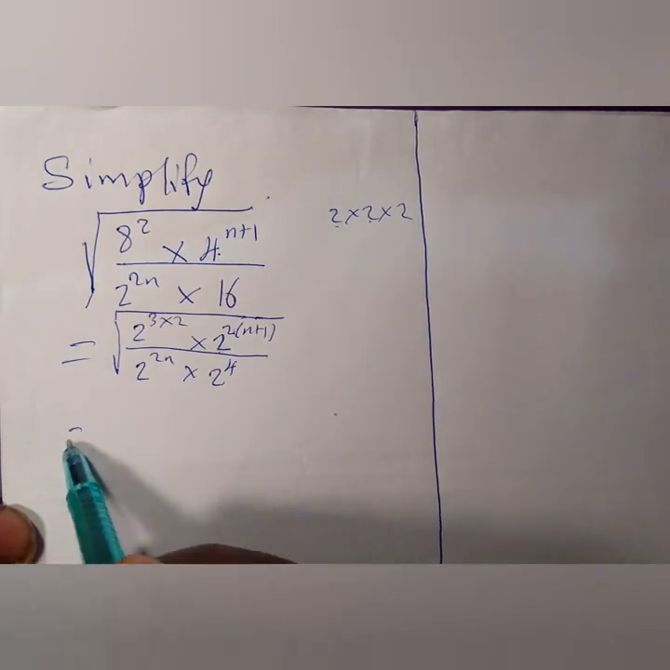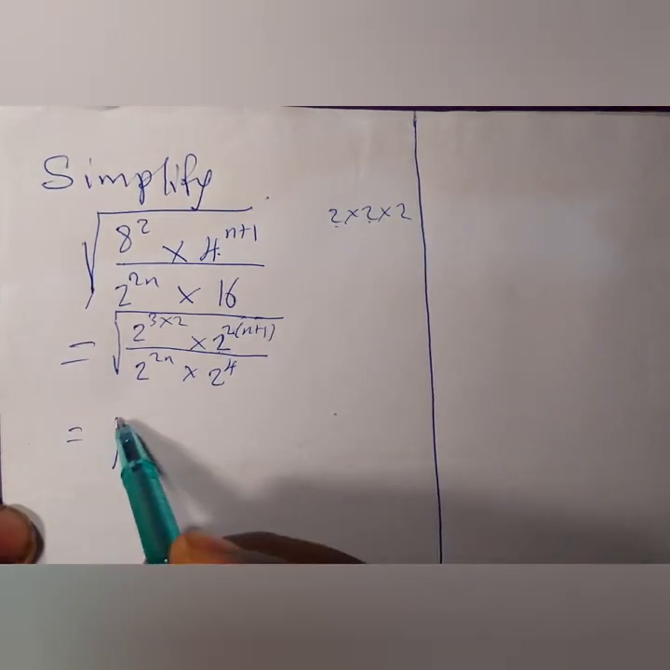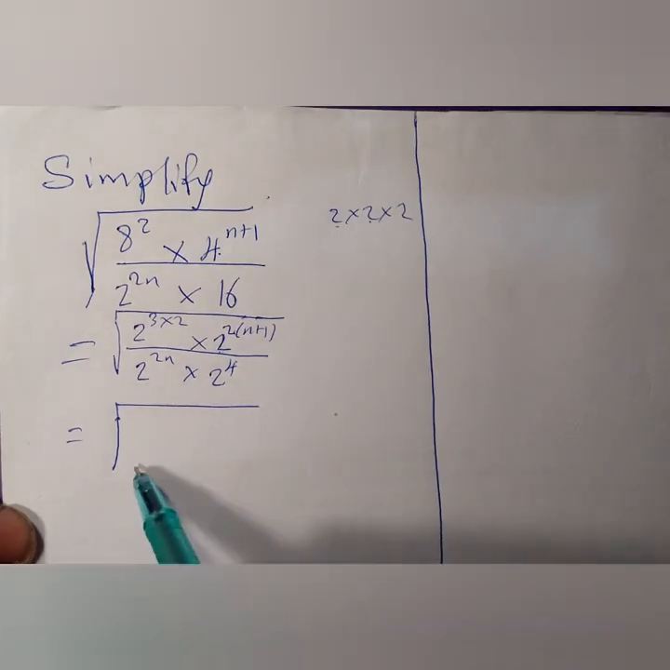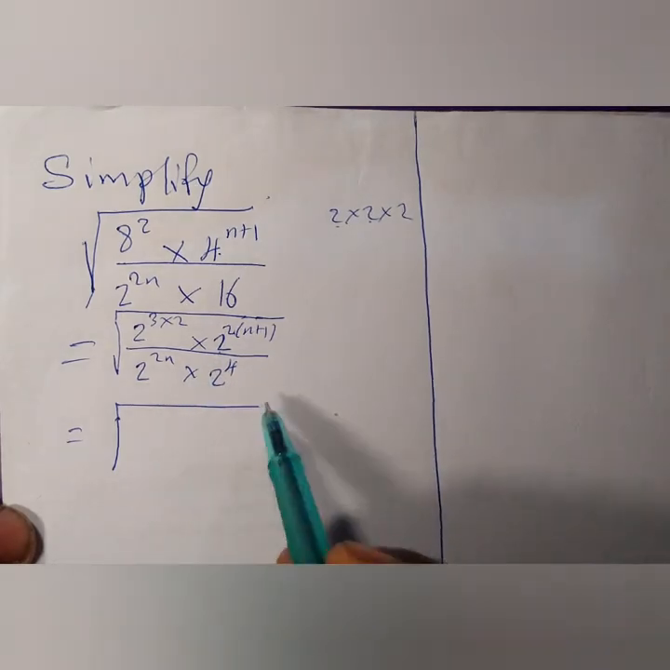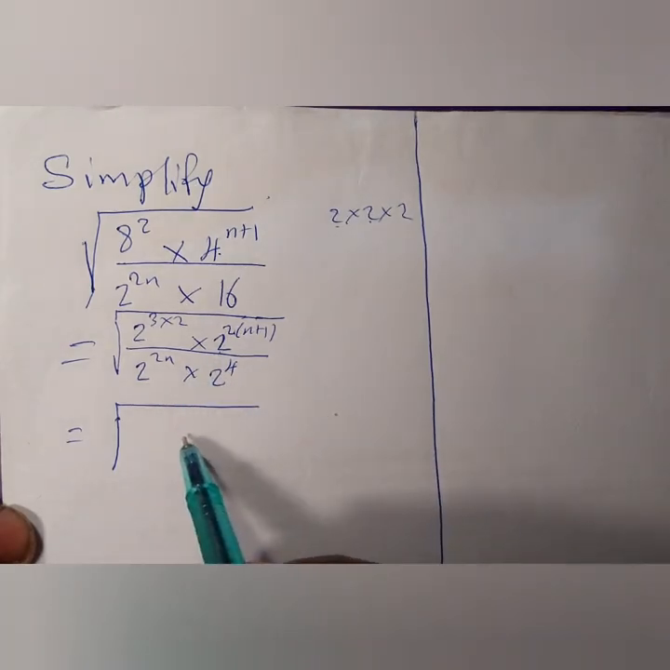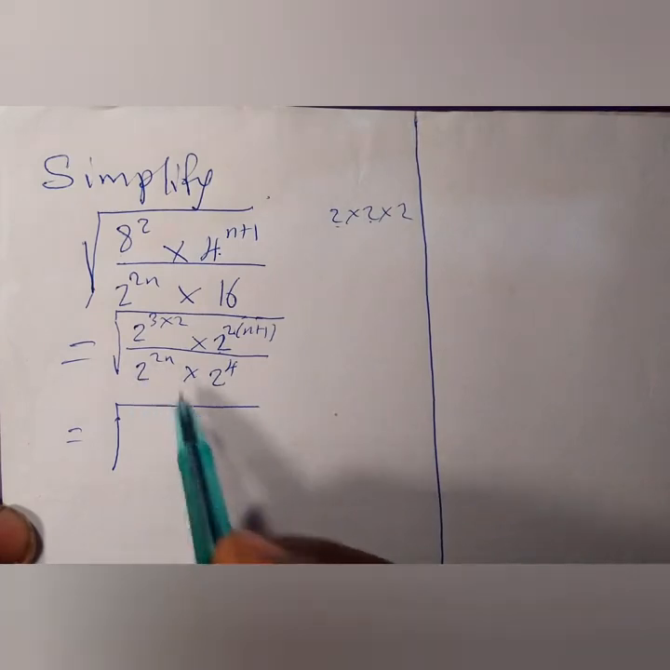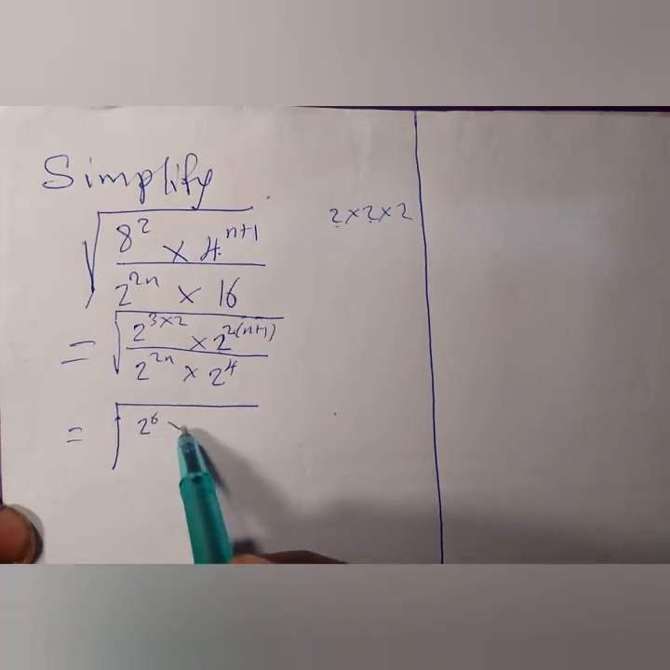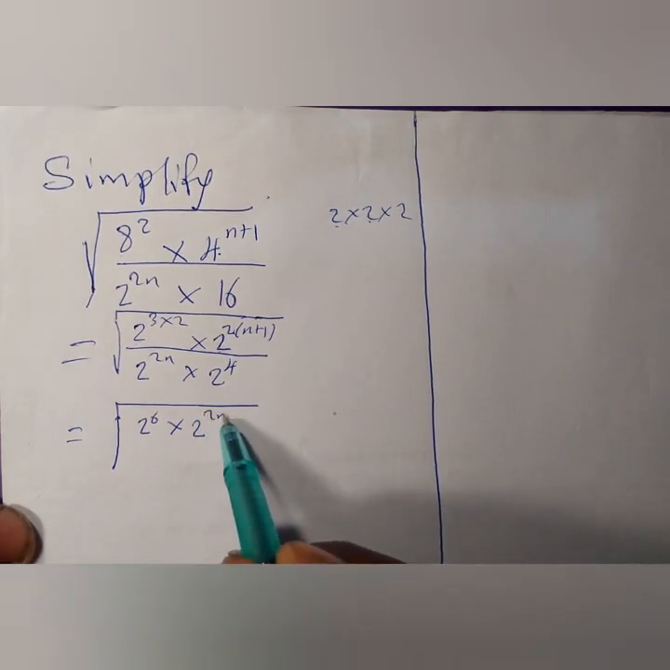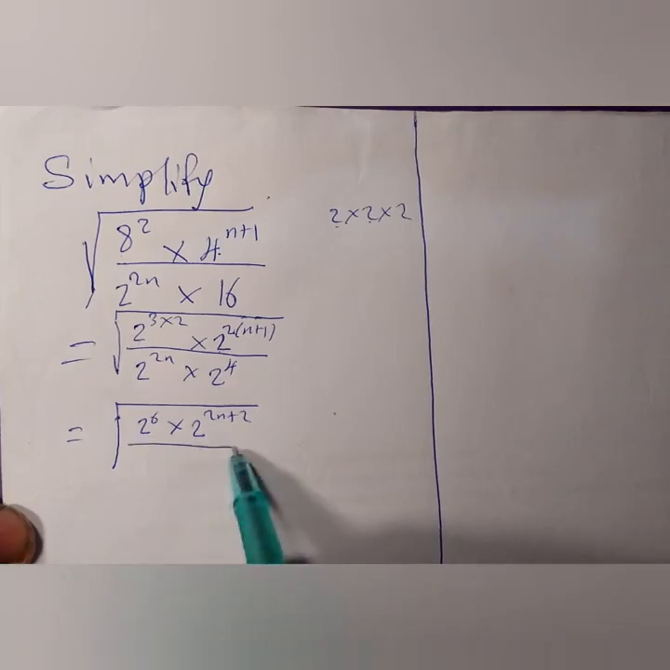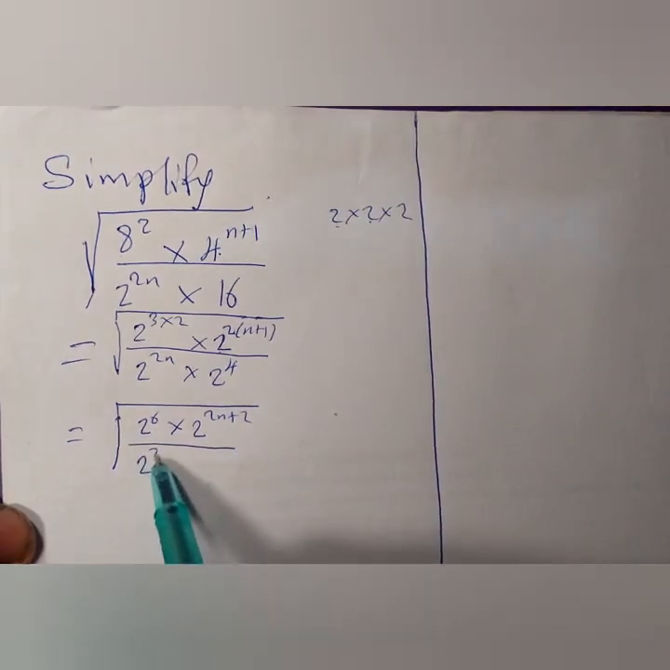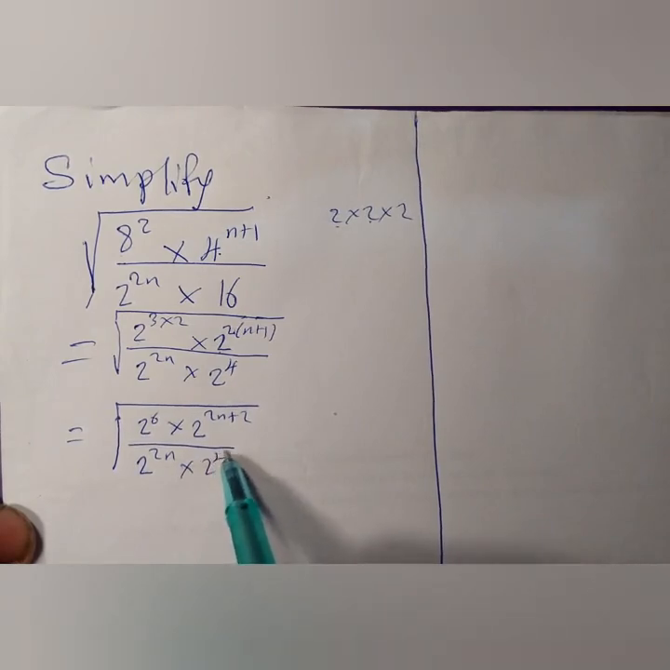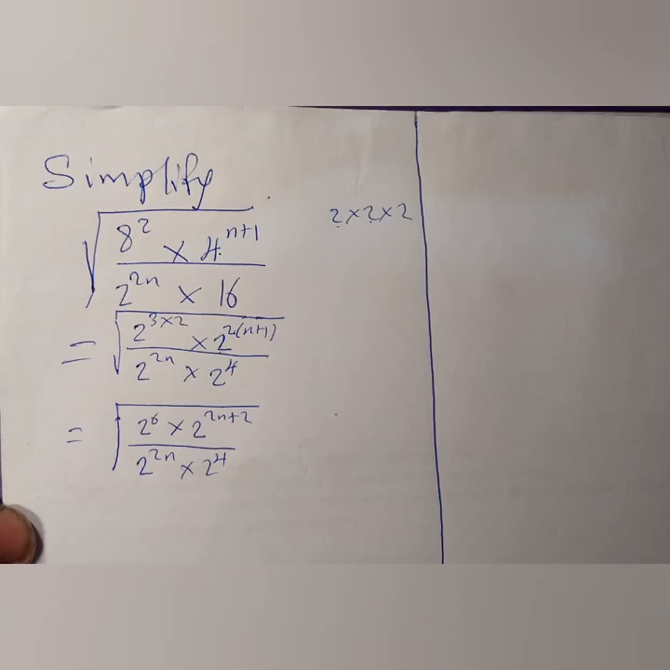So having gotten this, we can either combine it at once. If you are writing JAMB, you can combine it at once and do it at the same time, but let's follow it step by step so that we'll be able to understand. So let's deal with the numerator and denominator. So this will be 2 raised to the power of 6 multiplied by 2 raised to the power of 2n plus 2. Divided by, we have 2 raised to the power of 2n, then times 2 raised to the power of 4. I'm just taking it step by step.